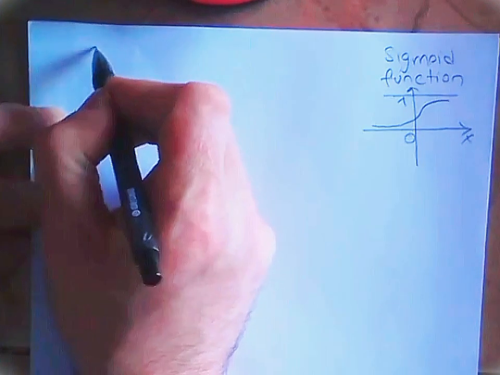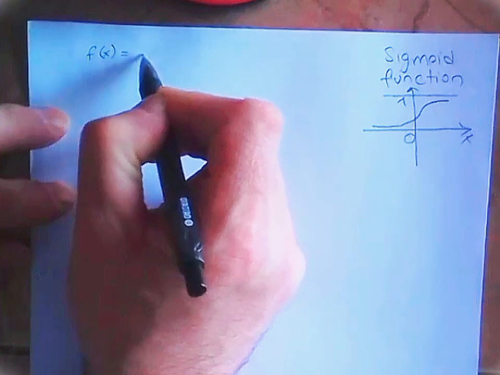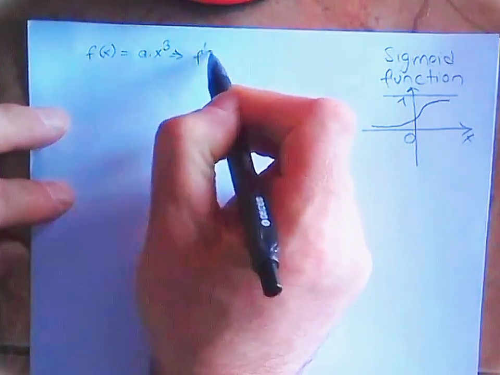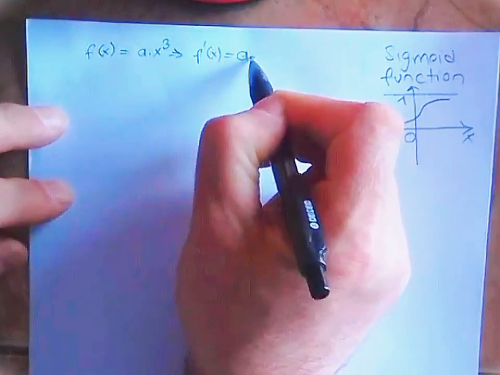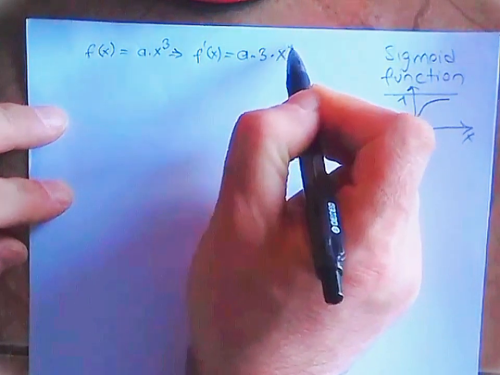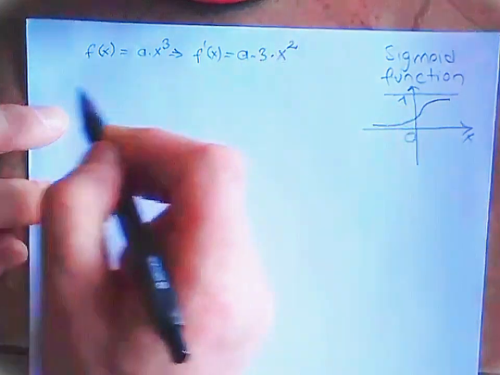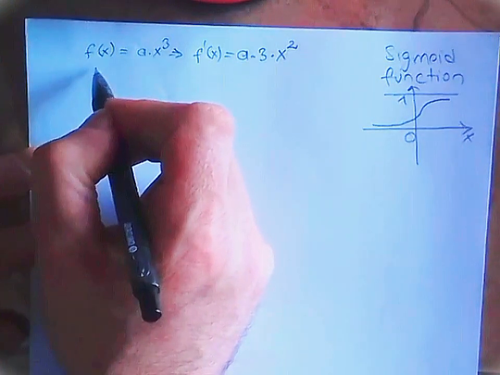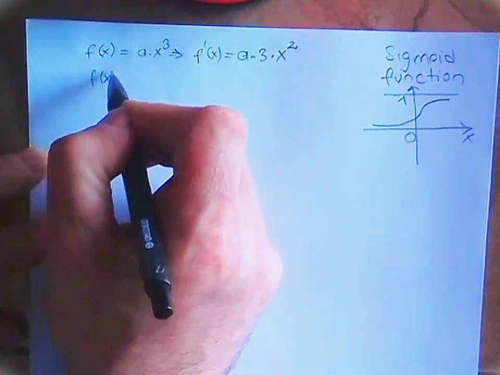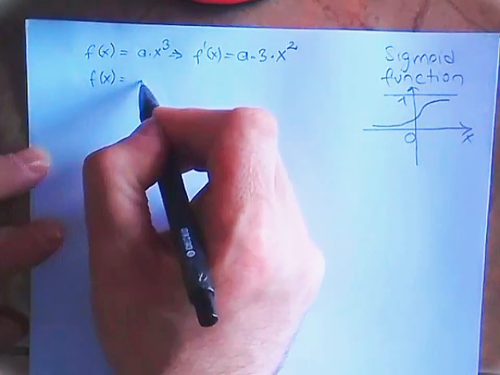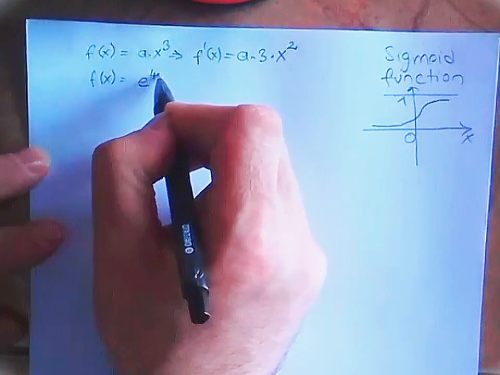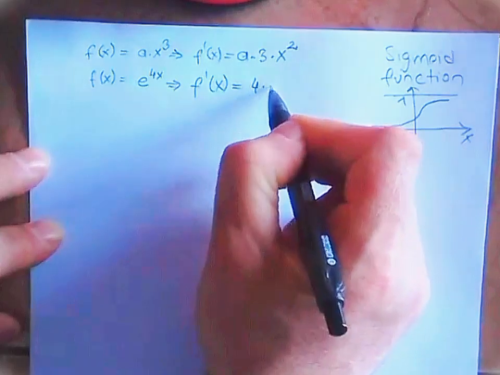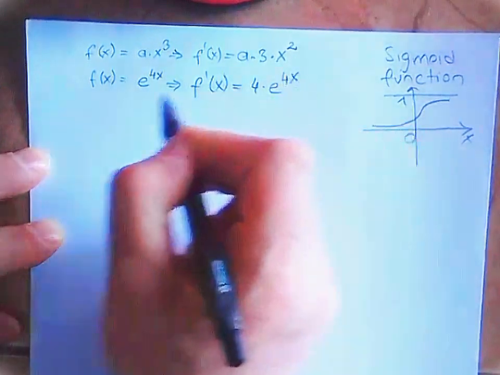Let's say f(x) is equal to a times x over 3. The derivative form of it is a times 3 times x minus 1 power, which is 2. The other is, let's say, the f(x) function is equal to e over 4x. The derivative form of it is 4 times e over the same power.